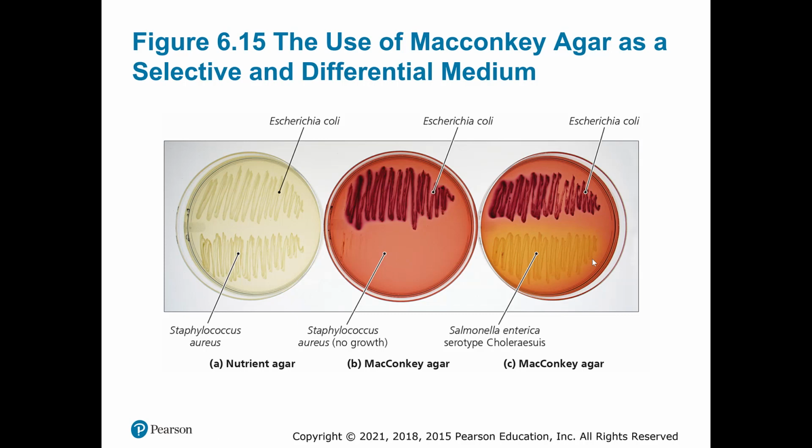So it's useful because you can kind of tell what's gram negative and what's gram positive based on whether or not it grows. And if you've got two gram negatives on the plate, if one can use the lactose and one can't, they're going to look different on the plate. And it's a useful way of differentiating among two different types of bacteria.